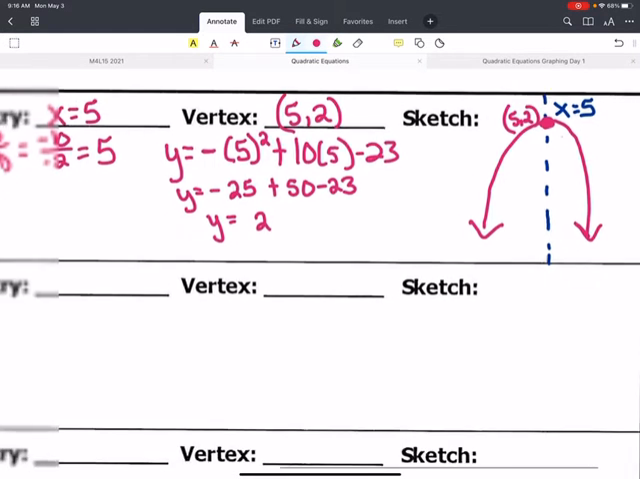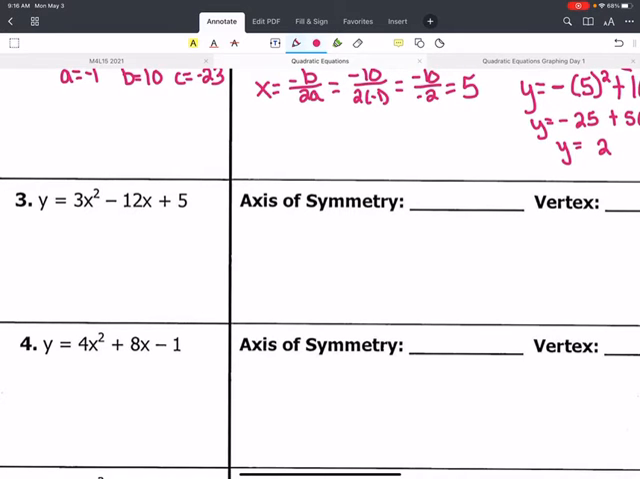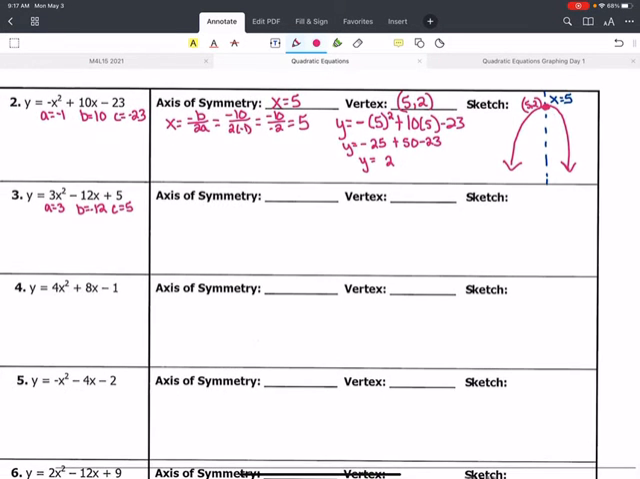Let's try one more of these together before I give you your homework assignment. So for number 3, a would be 3, b would be negative 12, and c would be 5. So a equals 3. This is definitely a positive leading coefficient. So I open up like a smiley face.